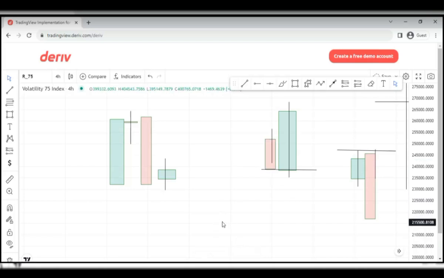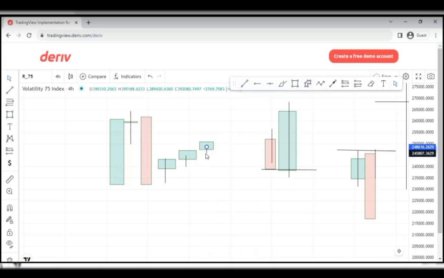When you see three consecutive green candles, the best formation for the pattern is if it has a lower wick and no upper wick, something like this. If it has a lower wick, okay, that's the three green men, the three white soldiers.